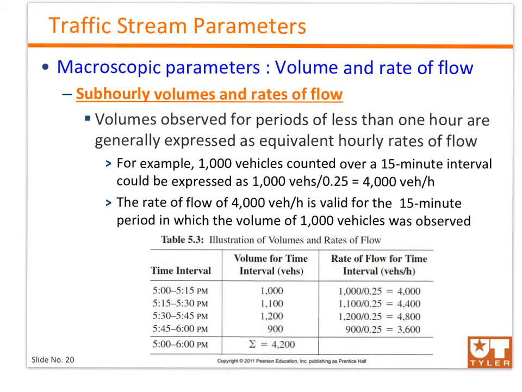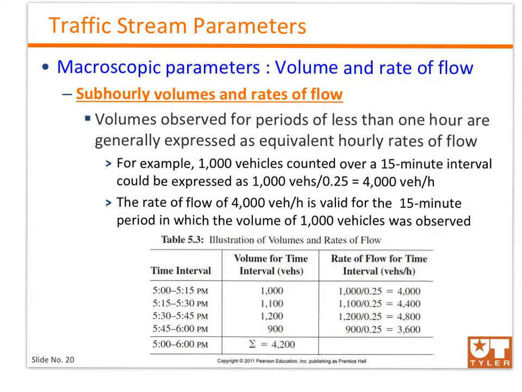So if you sent a technician from 5 to 5:15 to that intersection, and you would have 1000 vehicles for that 15 minutes, then what you would do is either divide it by 0.25 or multiply by 4, and this would give you an estimate of 4000 vehicles.